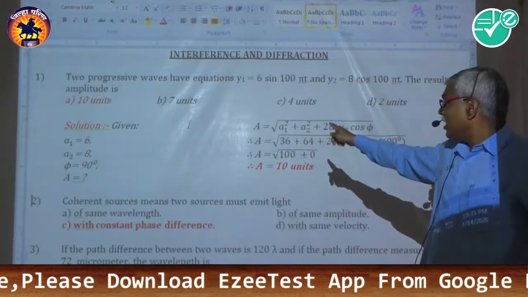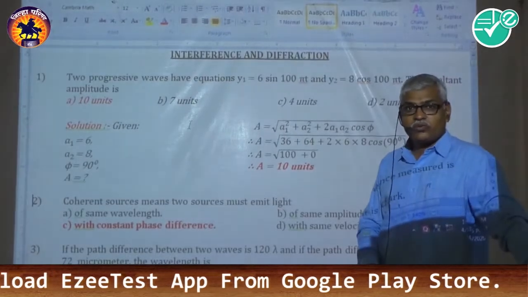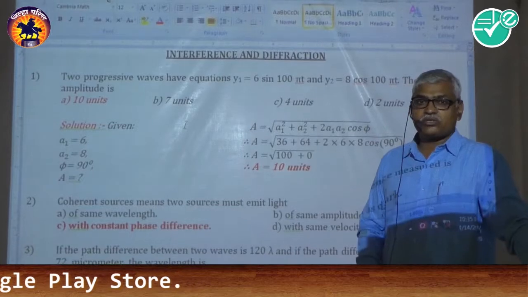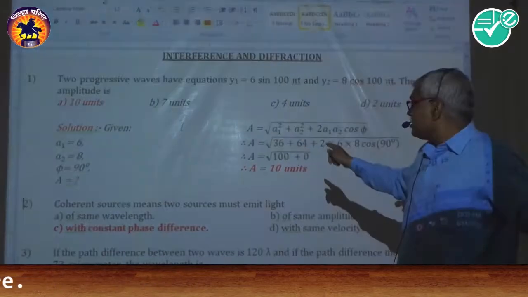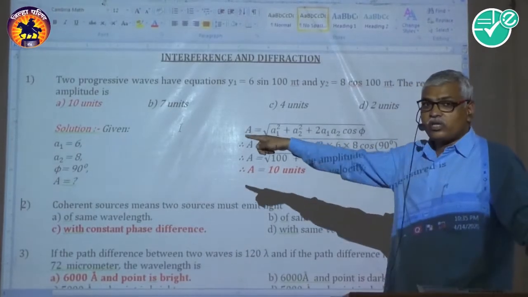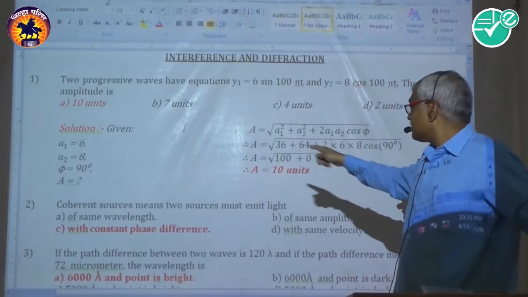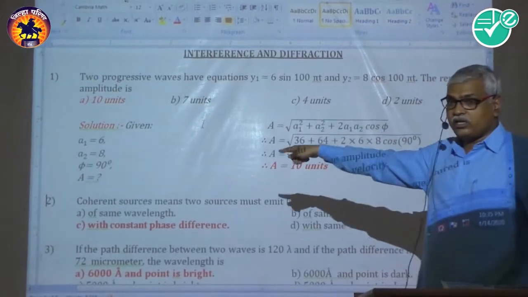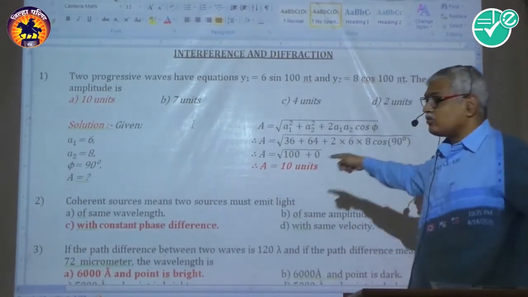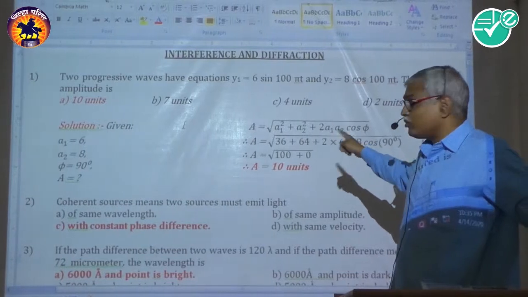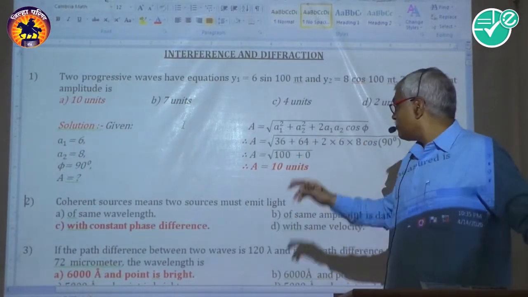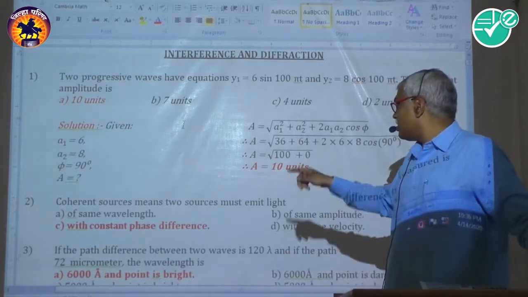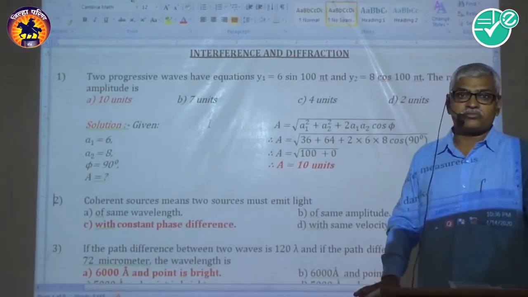The relation is A is equal to square root of A1 square plus A2 square plus twice A1 A2 into cos of phase difference, cos of phi. Write down the quantities. Therefore, A is equal to square root of 6 square, that is 36, plus 8 square, that is 64, plus twice 6 into 8 into cos of 90. We know that cos of 90 is equal to 0. Therefore, A is equal to square root of 36 plus 64, that is square root of 100, which is equal to 10. Therefore, resultant amplitude is equal to 10 units.